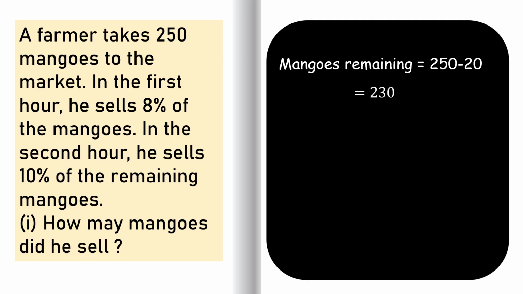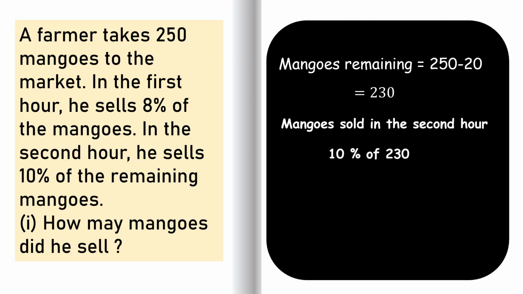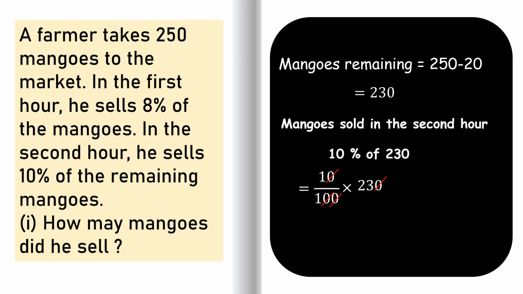Now, let's calculate his second hour sales. In the question, we are given the information that the farmer sells 10% of the mangoes that are left after the first hour. That means the farmer sells 10% of 230 mangoes. To find this, let's simplify the calculation step by step. First, we strike off the 0 in 230 with the 0 in 100. Now, we are left with 10 over 10 times 23. Next, we strike off the remaining 0 in the denominator with the 0 in the numerator. Now, what remains is simply 23, which means the farmer sells 23 mangoes in the second hour.